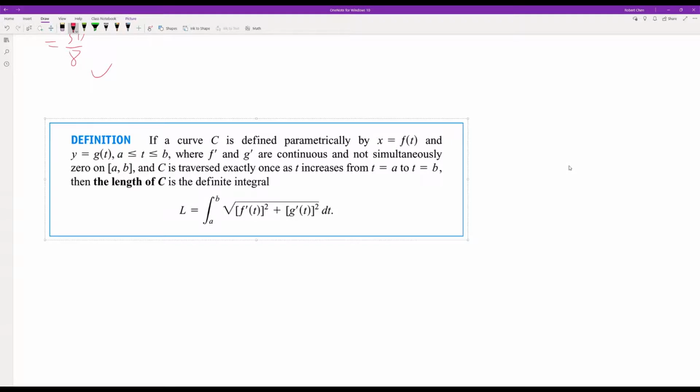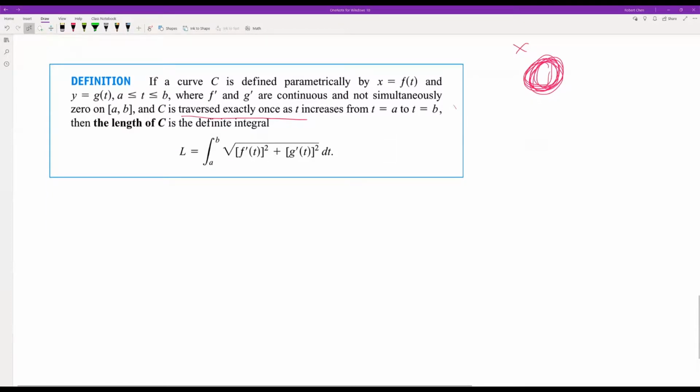so traversed exactly once, meaning it's not going to repeat itself, like running on a track where you go round and round. It's not going to repeat itself. Then the length of C is the definite integral from a to b of the square root of f prime squared plus g prime squared. Again, we're not going to worry too much about how we derive this formula. We want to focus on how we can use it first, and then if you guys are interested, we can look a little more at how we derive the formula.